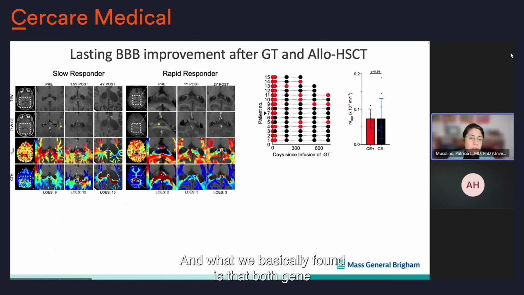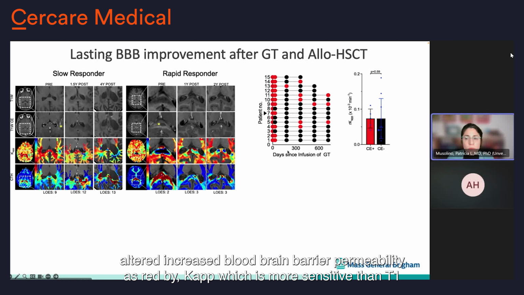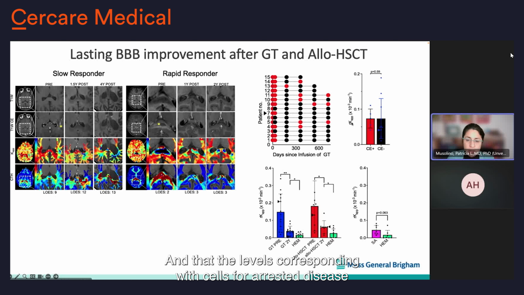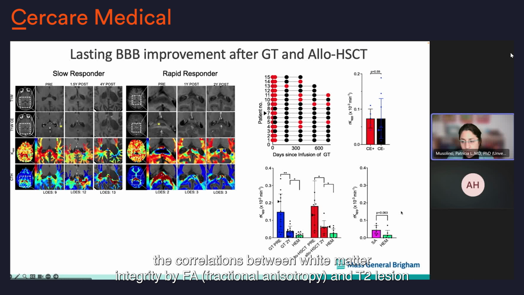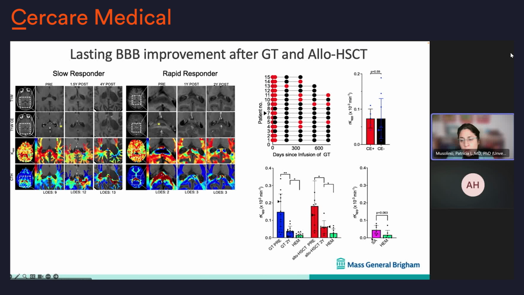And what we basically found is that both gene therapy and bone marrow transplantation normalize the altered, increased blood-brain barrier permeability as read by K-up, which is more sensitive than T1 post-contrast, and that the levels corresponded with self-arrested disease when you were treated, and were predictive of the treatment response. And here you have the correlations between white matter integrity by FA and T2 lesion growth based on K-up and the change in that microvascular heterogeneity.